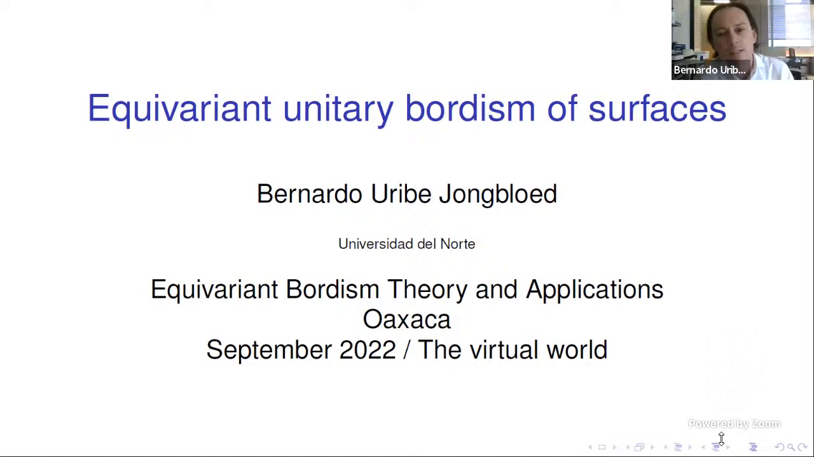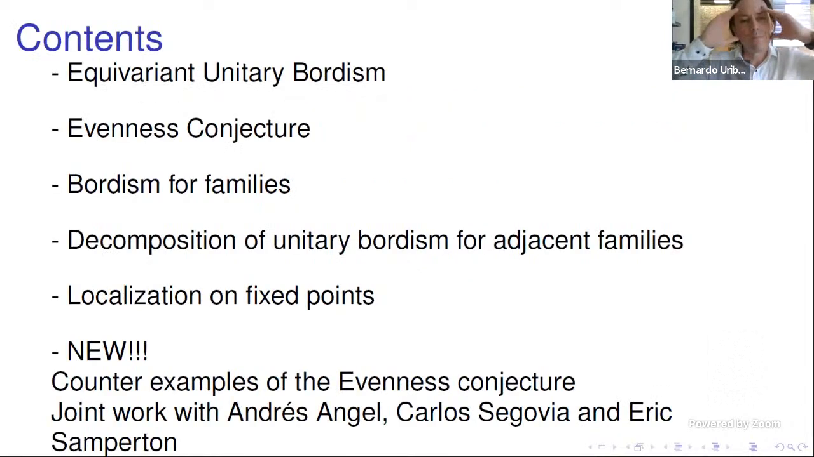So the idea is to talk about a very old subject. Sorry if I say that, Professor Lambert, but it's a very old object that I like a lot. It's called equivariant unitary bordism of surfaces, and more in general, equivariant unitary bordism. I will do my best to explain what this is all about, and I hope everybody joining gets an idea of what this bordism theory is.